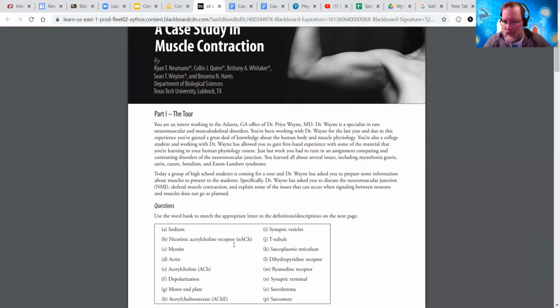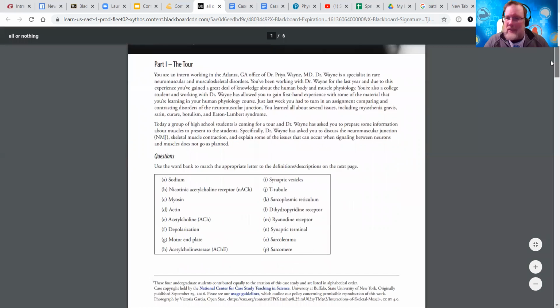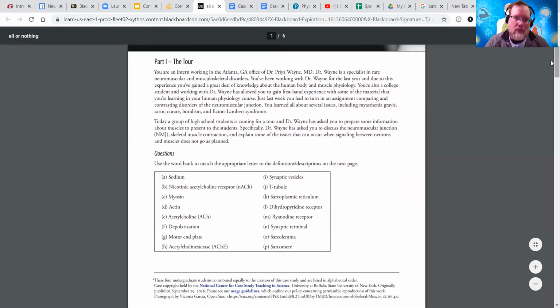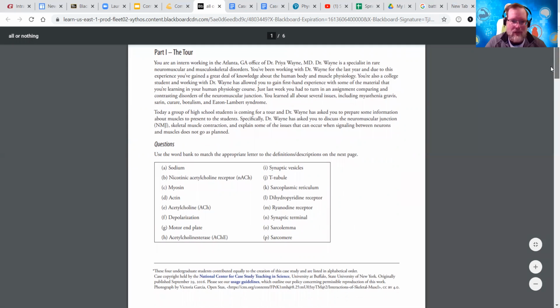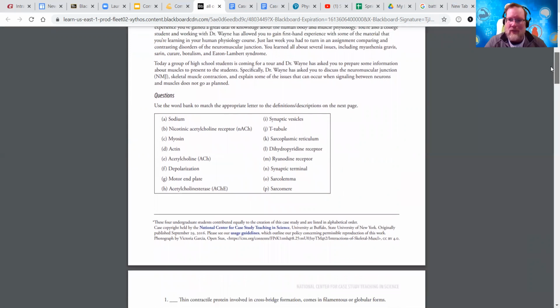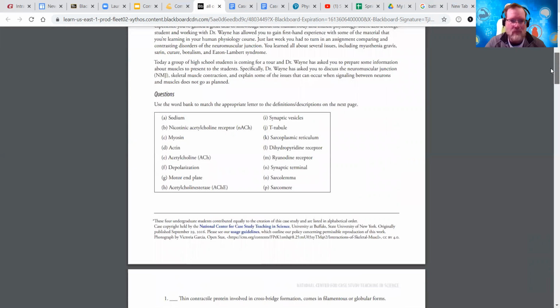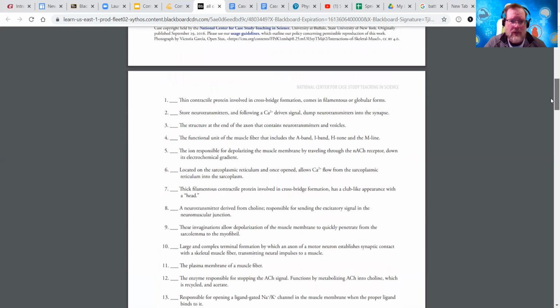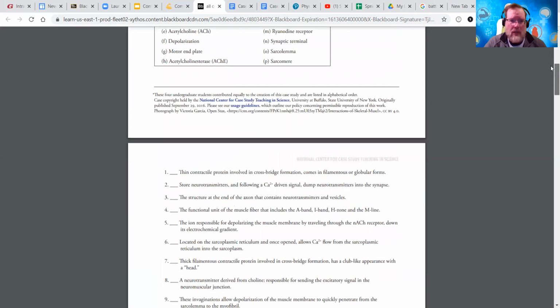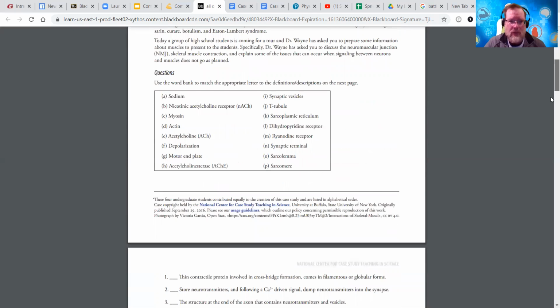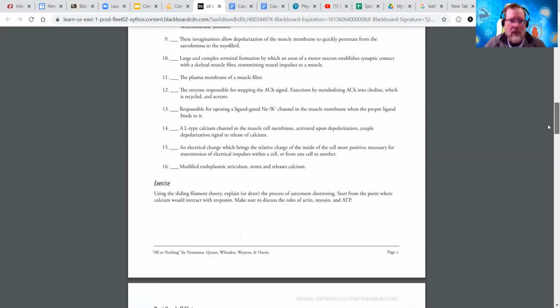We'll look at, or you'll see some of the different steps involved in getting a muscle to contract. So anyway, there's a little section there that says you're responsible for giving a little tour of the clinic to some high school students. So anyway, there are the definitions there. And then the word bank is up here. You'll use each one of those once.